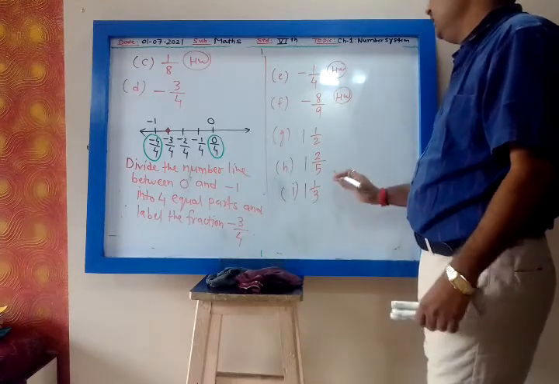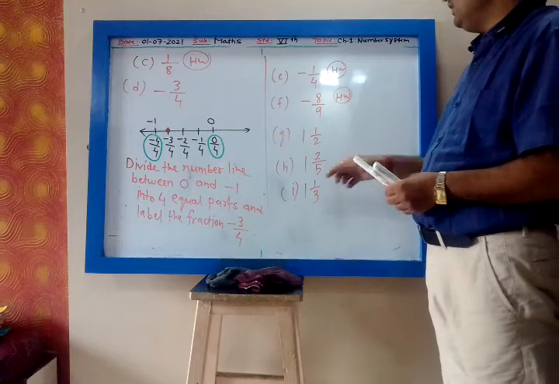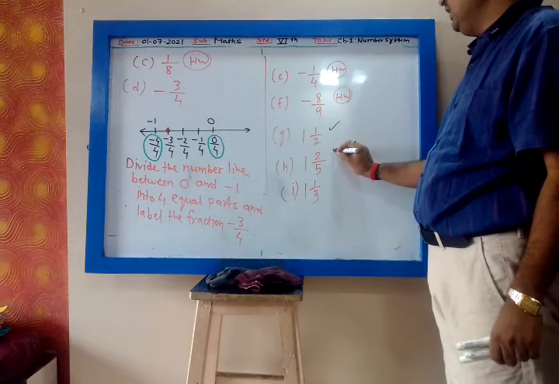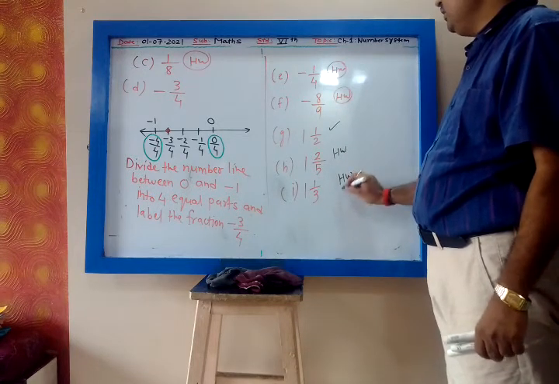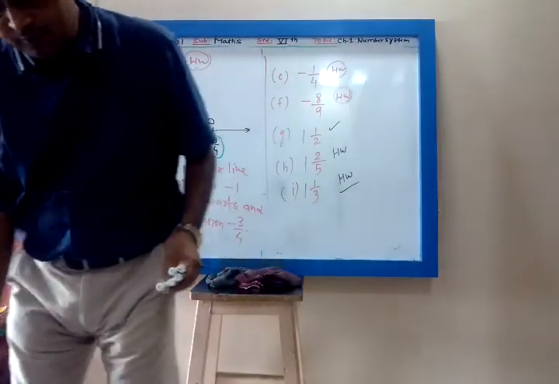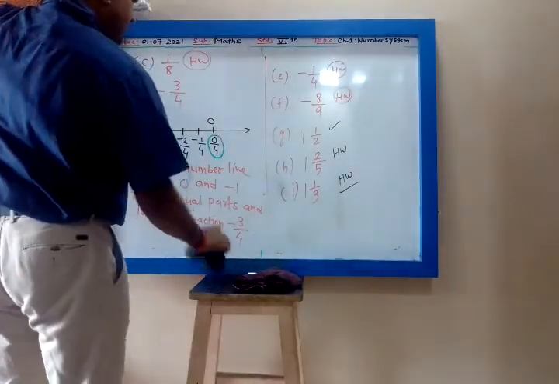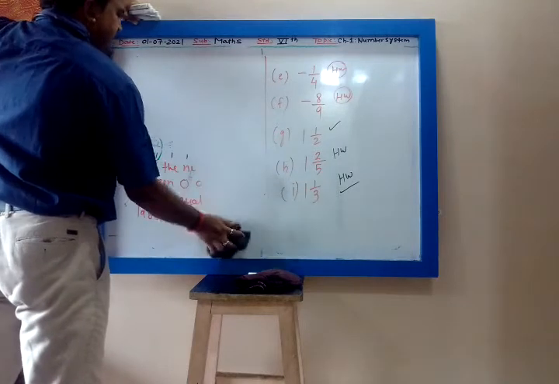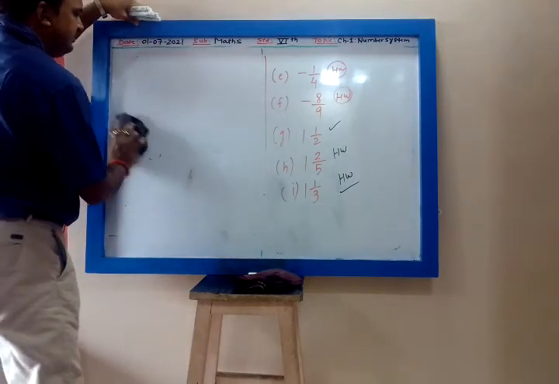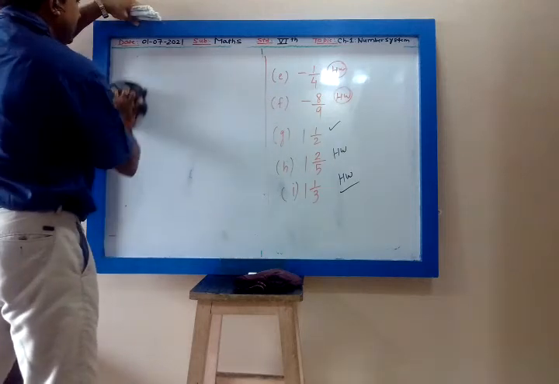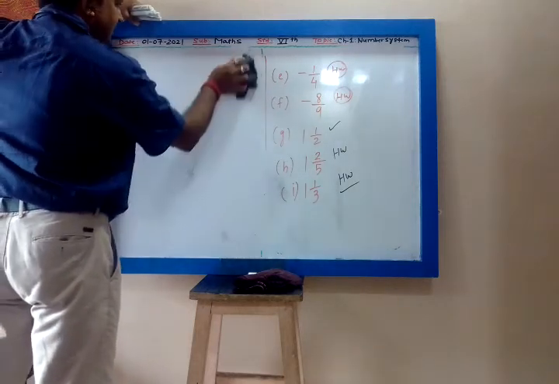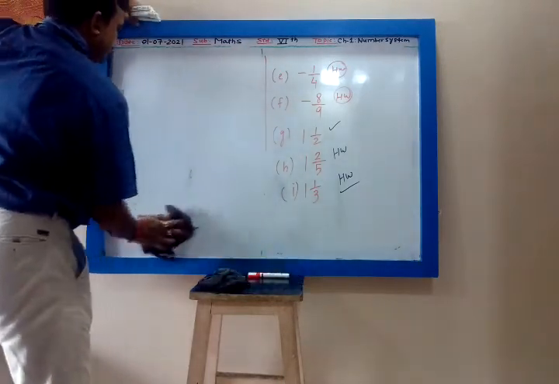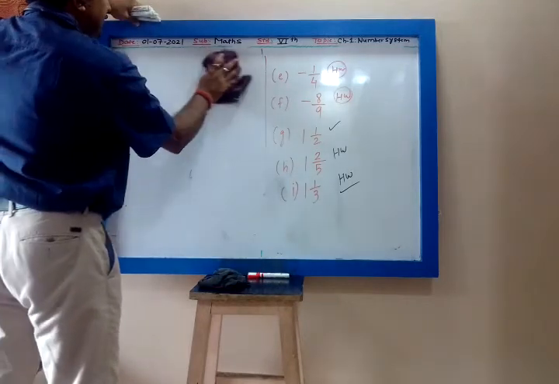Let me solve one of these, the others will be homework. Let me solve G. Then H and I will be homework. G is 1 and 1 by 2. What are these numbers? They are mixed fractions, my dear. 1 and 1 by 2 is nothing but my mixed fraction, correct?